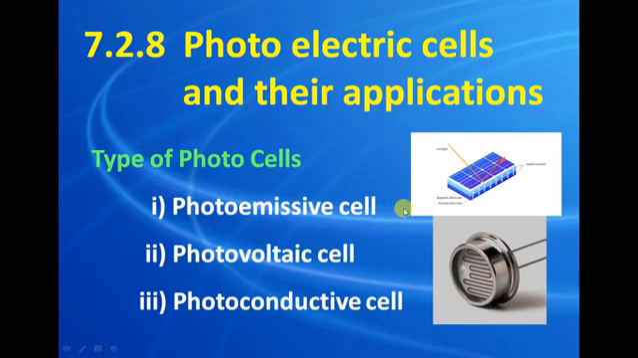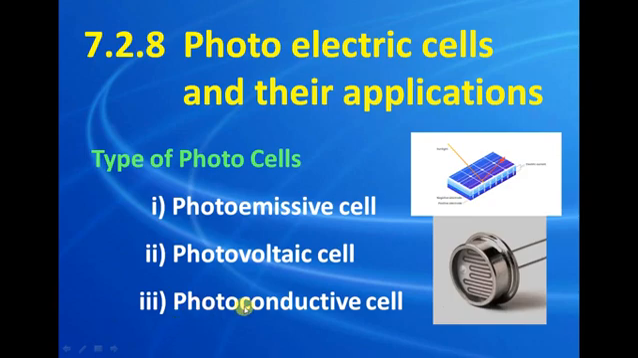The photoemissive cell works on electron emission from a metal cathode due to the irradiation of light. The second one is the photovoltaic cell. Here is the picture of a photovoltaic cell. It is made up of semiconductor and is a sensitive element. It is used to generate voltage, and that voltage is directly proportional to the intensity of light.